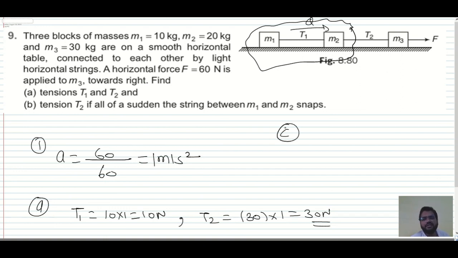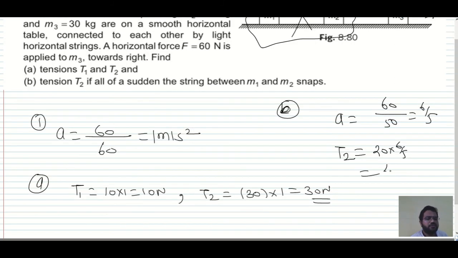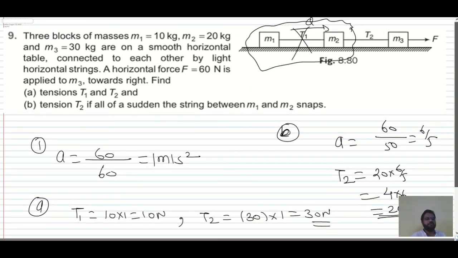And we want lastly tension T2 if all of a sudden the string between M1 and M2 snaps, means there is no contact now. So what is T2 then? So for that we have to calculate the acceleration. What is the acceleration? Force we have is 60 divided by M2 plus M3 we have is 50, which is 6 by 5, and T2 is equal to M2 into 6 by 5. M2 is 20 into 6 divided by 5, 4 into 6, and that is equal to 24 Newton. So I hope this is clear.